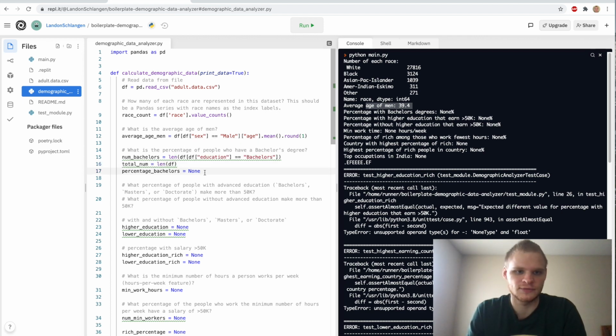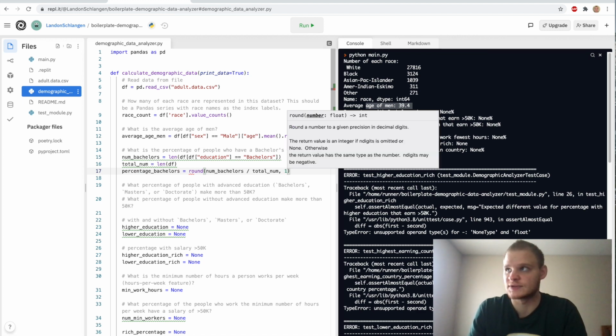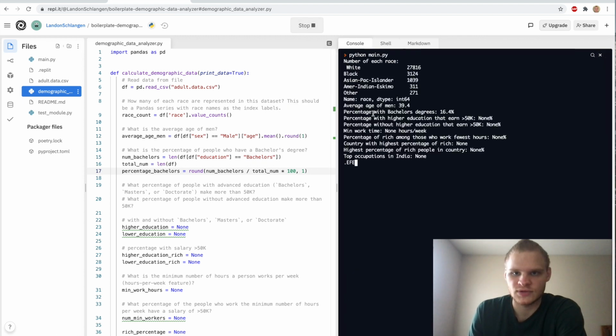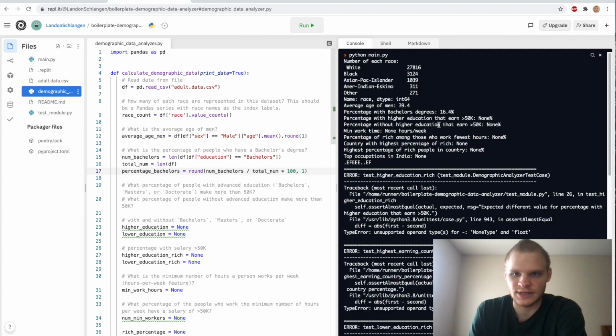And then all we have to do for the percentage is round number of bachelors divided by the total number. So that'll give us a percentage. And we want to round it to 1 decimal place. And we also have to multiply by 100 so that it's an actual percentage instead of just a decimal. So let's see what this gives us. Percentage with bachelor's degree, 16.4%. It's kind of cool. So not very high, I guess.